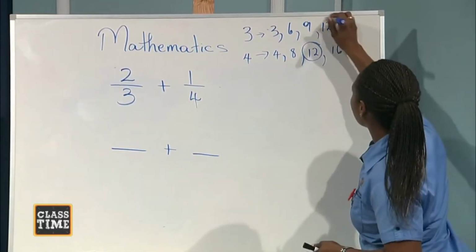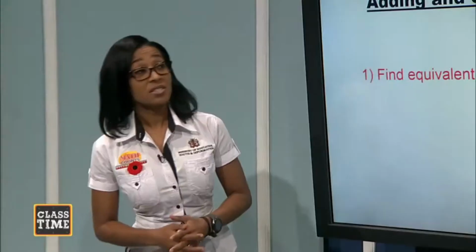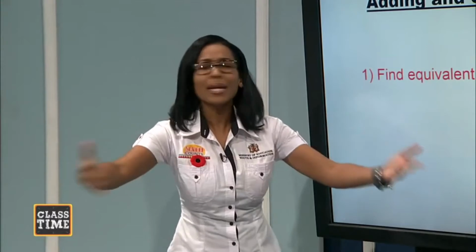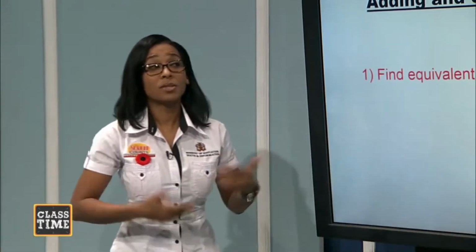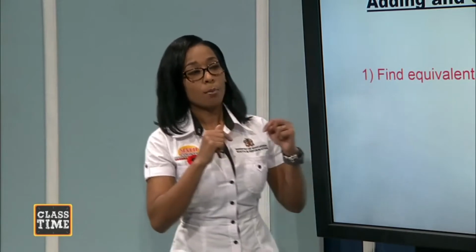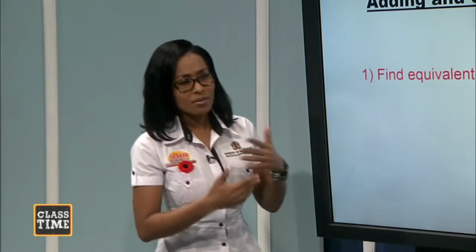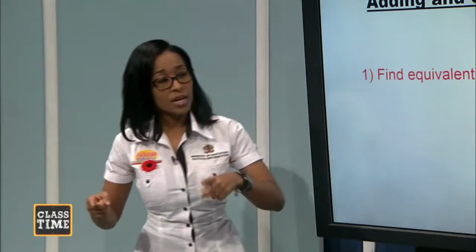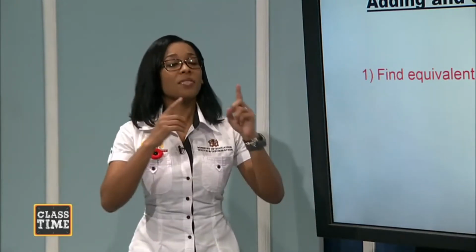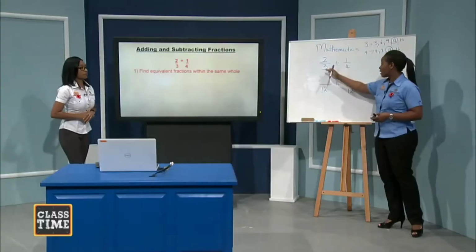Looks like 12 to me. What do you say? Yeah, I think it's 12. It's definitely 12. There are many more multiples that are common between 3 and 4. However, 12 is the lowest common multiple between both. And one thing that we know too, when we're doing equivalent fractions, it is basically another way of representing that fraction. Most definitely. So let's look at the fractions.